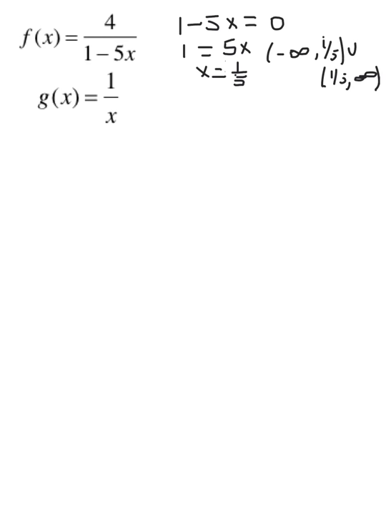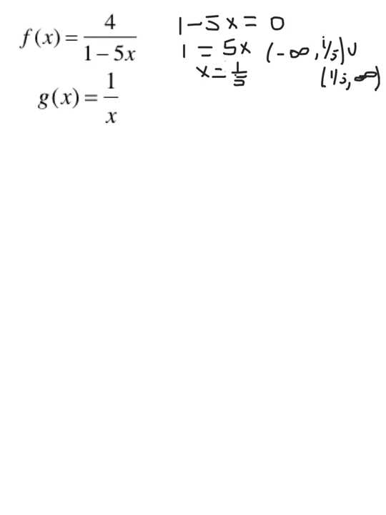And the way we write that domain is negative infinity to 1/5, open parenthesis, because we don't want to include the 1/5, or parenthesis 1/5 to infinity. So basically this domain tells me that x can be any number except 1/5.